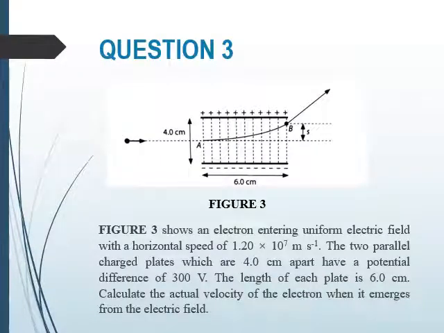Question 3. Figure 3 shows an electron entering a uniform electric field with a horizontal speed of 1.2 times 10 to the power of 7 meter per second. The two parallel charged plates, which are 4 cm apart, have a potential difference of 300 volt. The length of each plate is 6 cm. Calculate the actual velocity of the electron when it emerged from the electric field.